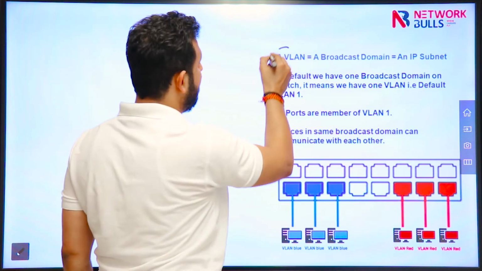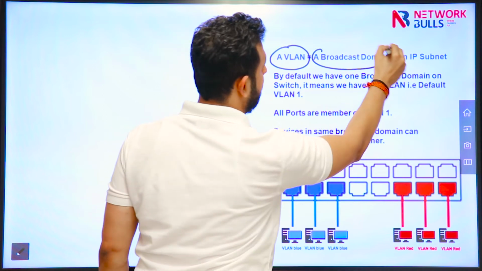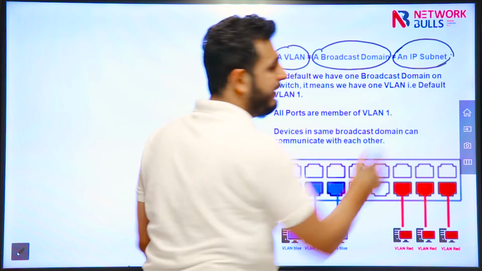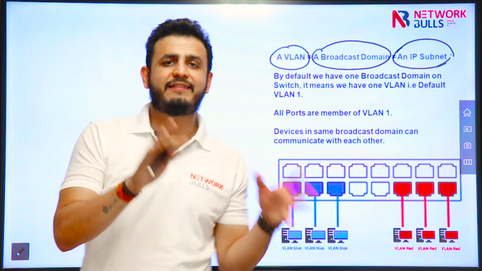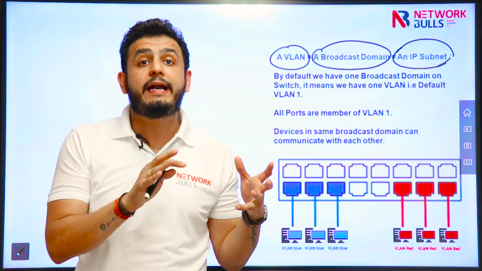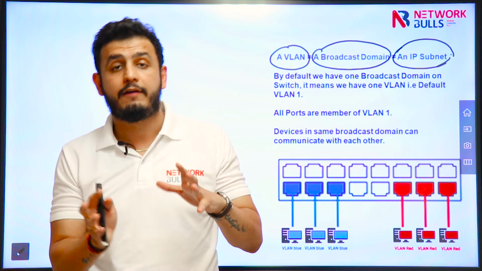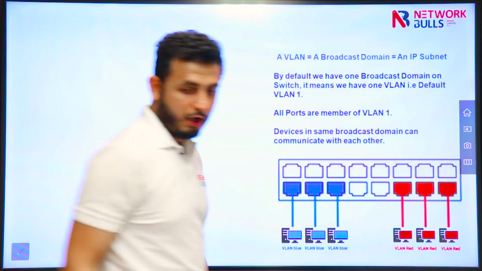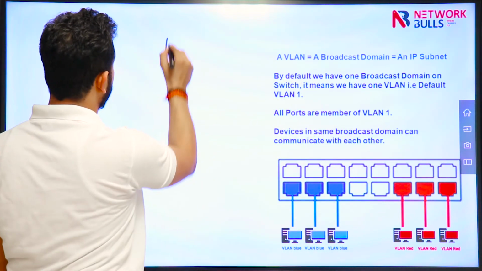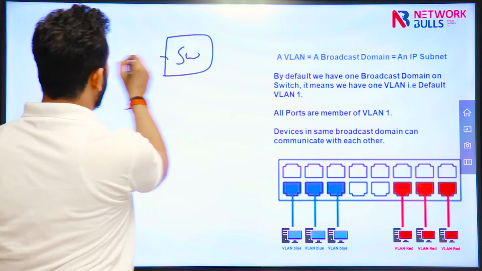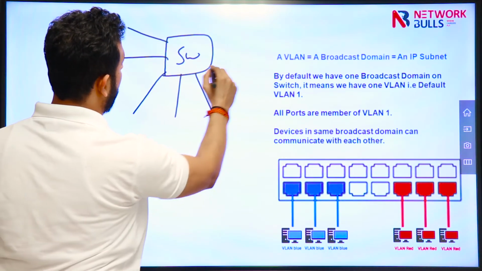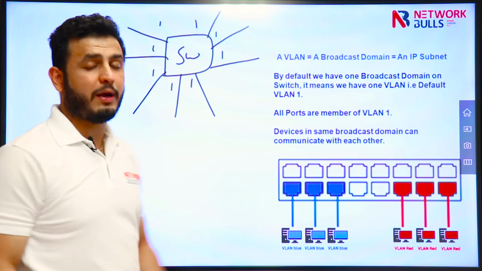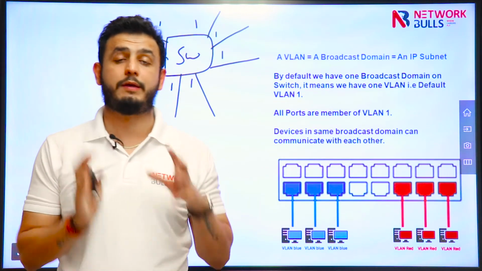Now, a single VLAN means a single broadcast domain. And for that broadcast domain, we will use a single IP subnet. The question is, do we need different subnets for different VLANs? The answer is very clear. Yes, we always need different subnets for different VLANs. Now, on a switch, all ports are members of VLAN 1. That's why we call VLAN 1 the default VLAN on a switch.